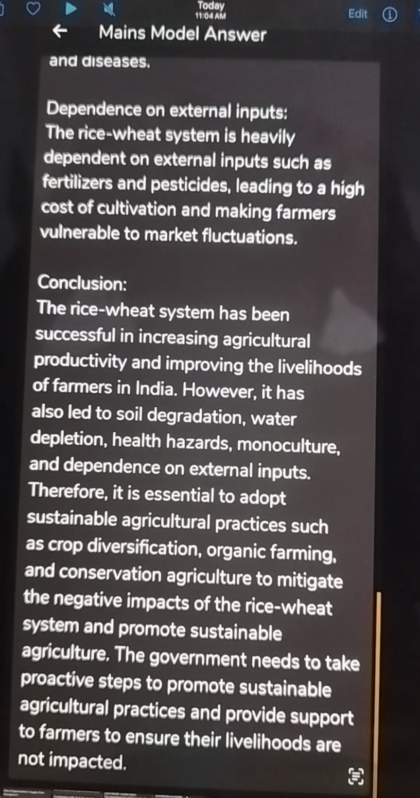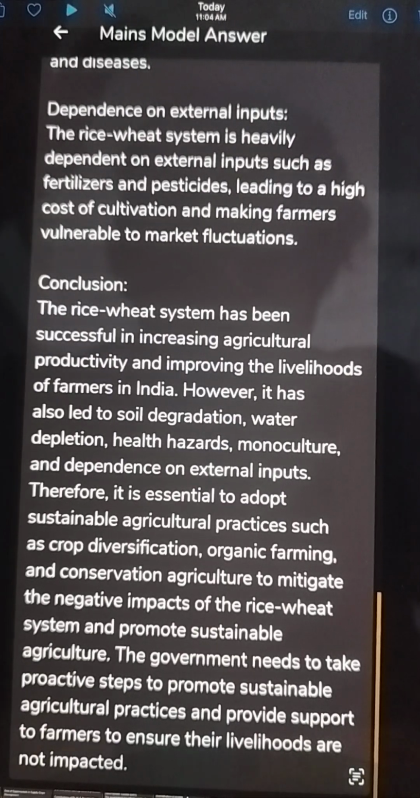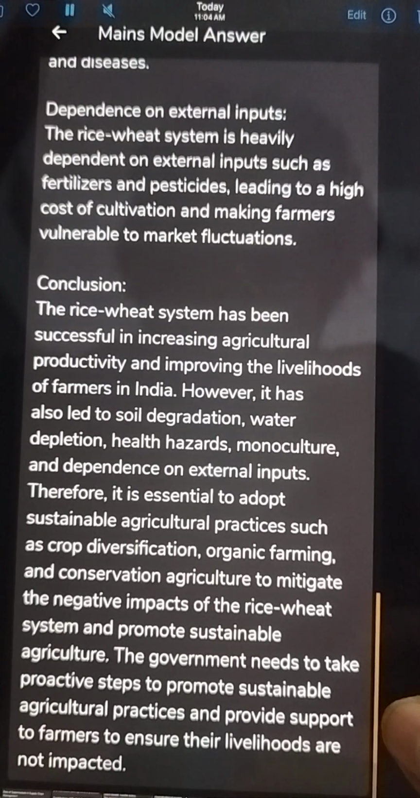Therefore, it is essential to adopt sustainable agriculture practices such as crop diversification, organic farming, and conservation agriculture to mitigate the negative impacts of the rice wheat system and promote sustainable agriculture. The government needs to take proactive steps to promote sustainable agriculture practices and provide support to farmers to ensure their livelihoods are not impacted.